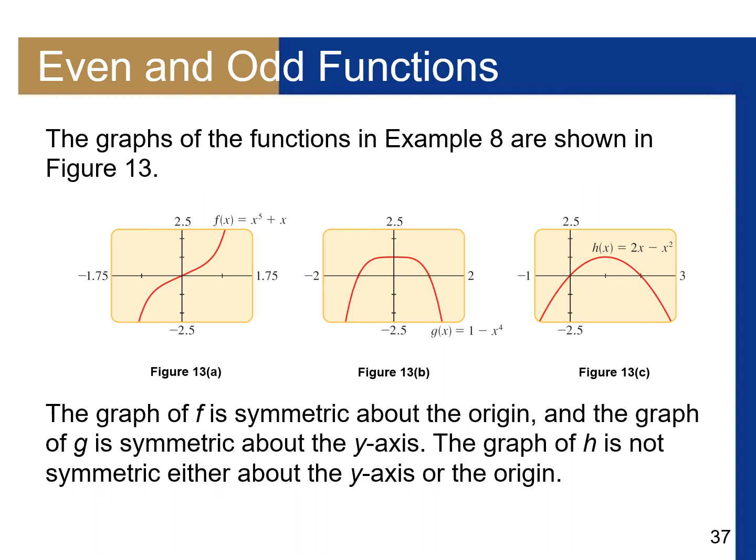So some of the graphs of functions in example 8 that they show, we have this graph here. We have this graph here. And we have this graph here. The graph of f is symmetric about the origin. And the graph of g is symmetric about the y-axis. But h is not symmetric about the y-axis or the origin. So it's neither even nor odd. So it's all about these axes right here. That's what I mean when I say axes.